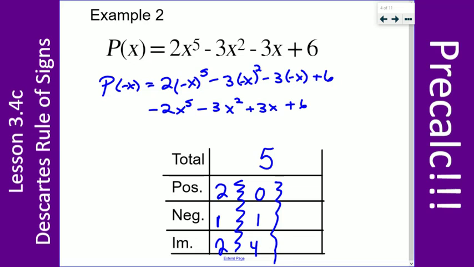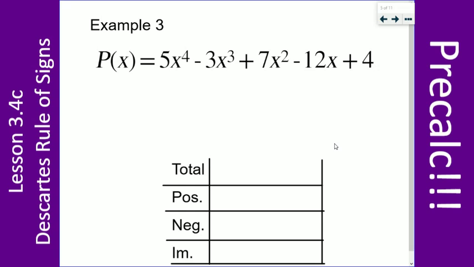All right? So we're going to take a look at this example, and then I will give you an example to work on your own. I'm pretty sure. I'm like 60% sure that's how this is going to work.